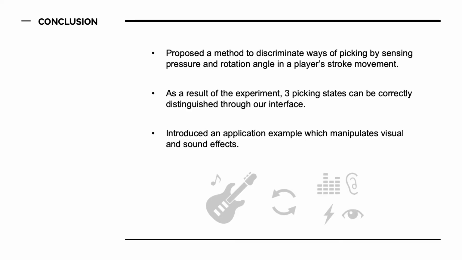Conclusion. In this research, we proposed a method to discriminate ways of picking by sensing pressure and rotation angle in a player's stroke movement. As a result of the experiment, 3 picking states can be correctly distinguished through our interface. We also introduced an application example which manipulates visual and sound effects through our interface. We will improve the latency in the future.